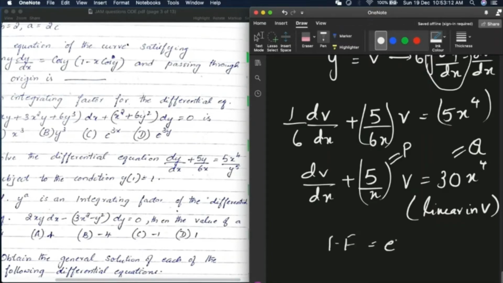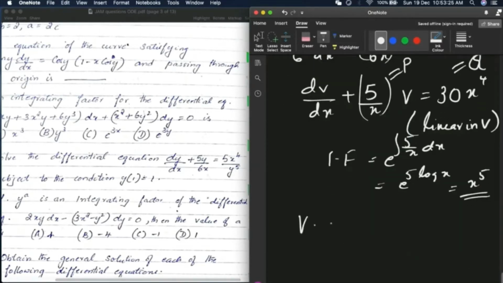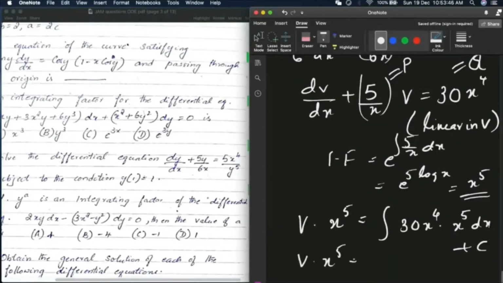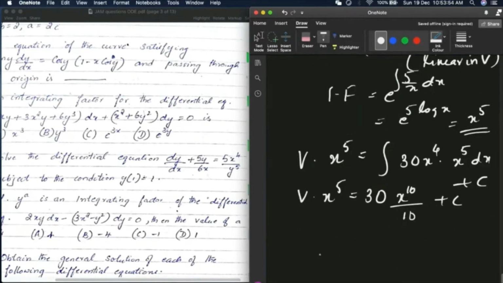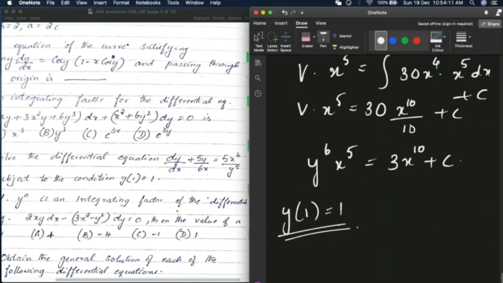So the integrating factor is e raised to integral 5 by x dx, which is x raised to 5. You can directly write the solution. It's v into the integrating factor is equal to the integral of the integrating factor into q dx plus c. So v into x raised to 5 is equal to 30 times x raised to 9, which integrates to x raised to 10 by 10, so it's 3x raised to 10. What was v? v was y raised to 6, that we have substituted. So y raised to 6 into x raised to 5 is equal to 3x raised to 10 plus c. The condition is given, y of 1 is equal to 1. That will give you your c.